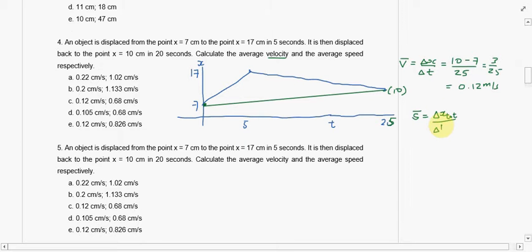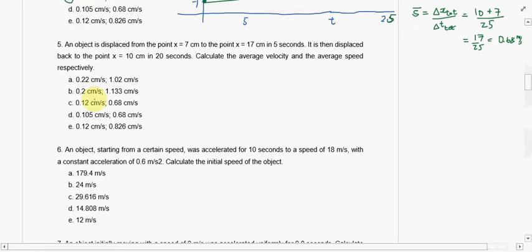Okay, average distance, or average speed, sorry, is the total distance covered over the total time. Well, the total distance is, I went from 7 to 17, so that's 10, and then from 17 back to 10, that's another 7, and the total time was 25. So I have 17 over 25, which is equal to 0.68, and that's also in meters per second. So you'll see that C should be my correct answer.